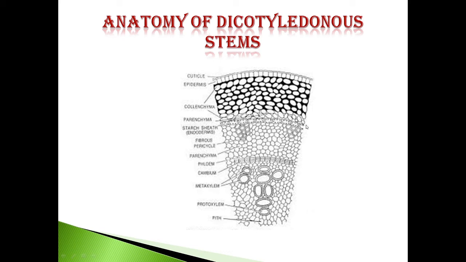So these sclerenchyma patches alternate with continuous formation of parenchymatous cells. These sclerenchymatous patches are known as the fibrous pericycle.